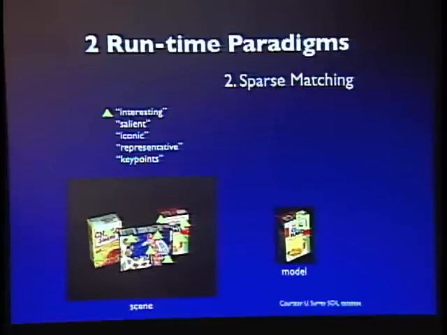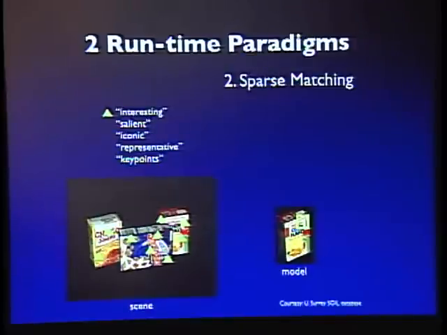Here are another few words that you will find if you read papers and books about this. They sometimes call these locations iconic or representative. They're also sometimes referred to as key points. And, you know, the etymology of that word should be clear. They are key to your interpretation of what's in the image.